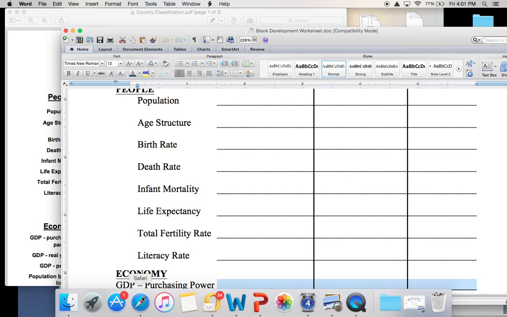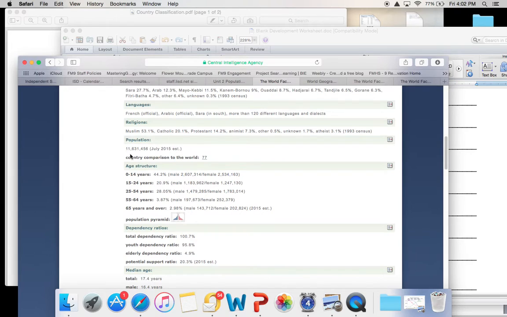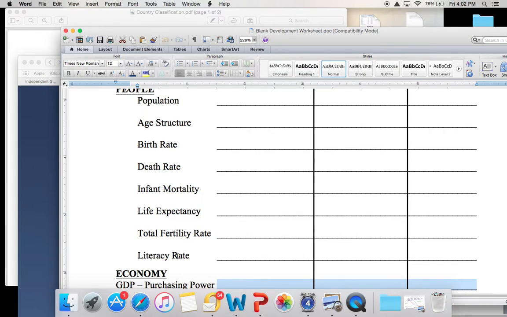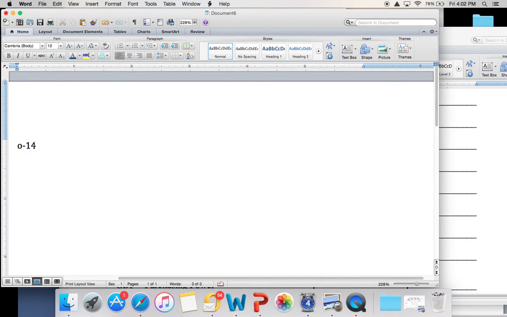The only difference is that I don't want just the 0 to 14 percentage, okay? I want you to literally write 0 to 14, 44.2%. You're going to add these three together because you really only want three categories: 0 to 14 percentage, 15 to 64 percentage, which means you're going to have to add these three numbers up to give a total percentage for that age group, and then 65 plus. So it would look like 0 to 14, and then you write the percentage, and then you would add up your 15 to 64 and put the percentage, and then you would do your 65 plus and put whatever that percentage is.